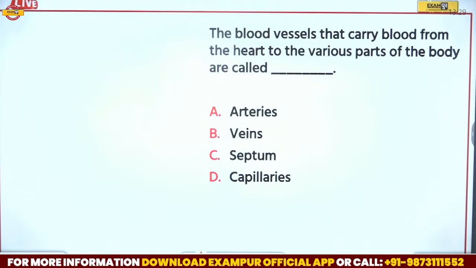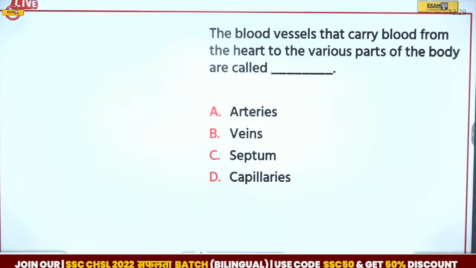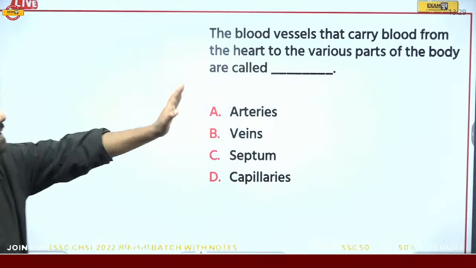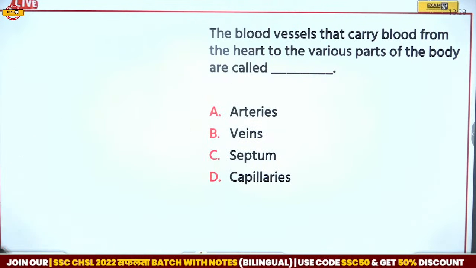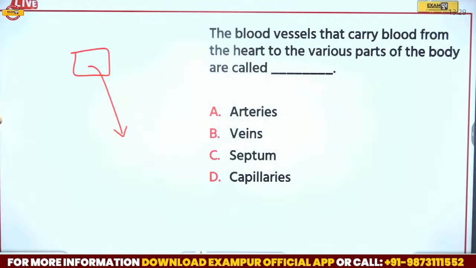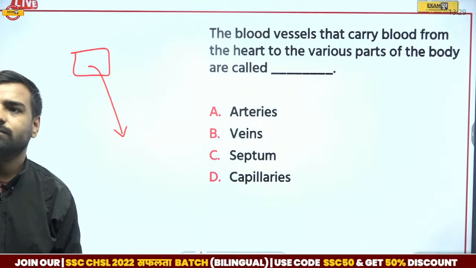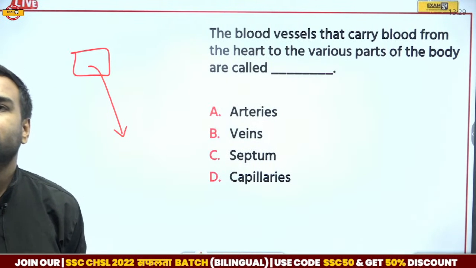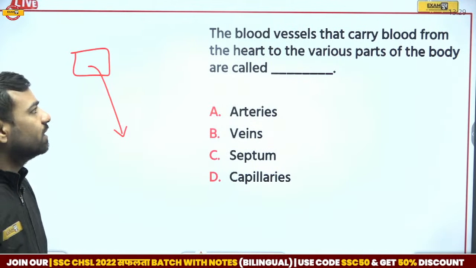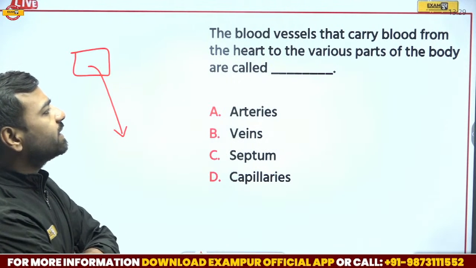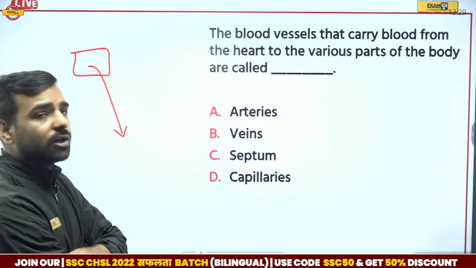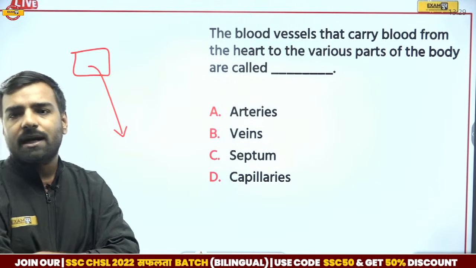the blood vessels that carry blood from the heart to the various parts of the body are called what? I guess now you can answer this. Question is, blood vessels that carry blood from heart to various parts of the body. I guess now you can answer. No issues, Kirti and Jagdishan. I am there to explain this, but I want an answer from everyone. My question is, blood vessels that carry blood from heart to various parts of the body, they are called what? Are they arteries, veins, septum or capillaries? Answer please.